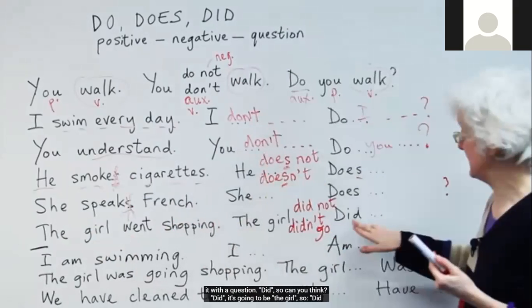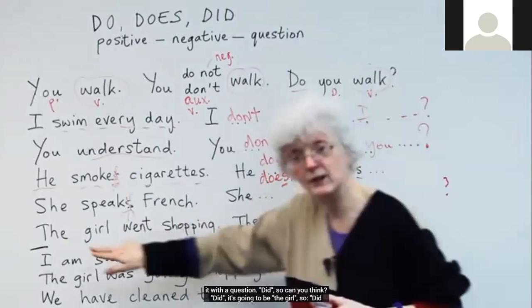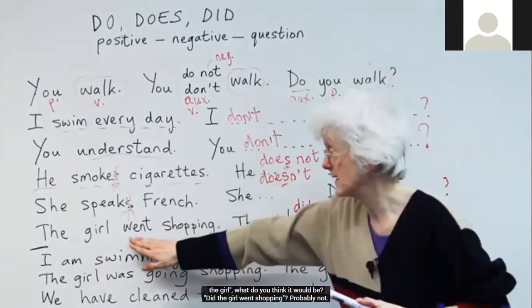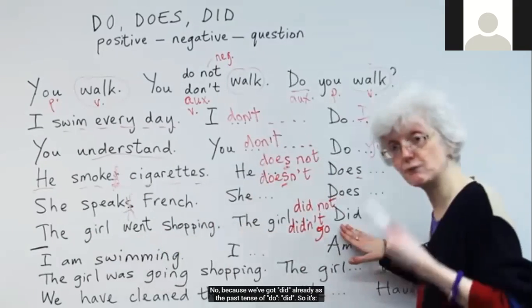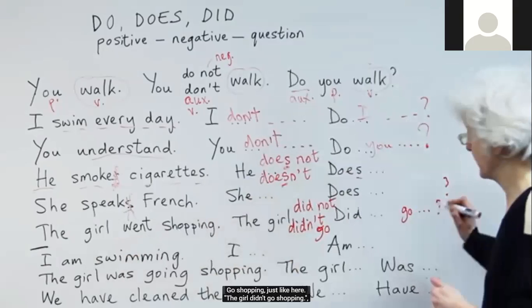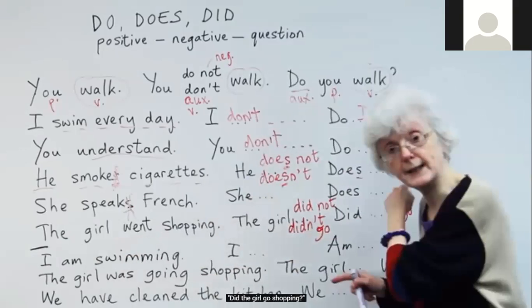Let's try it with the question. Did the girl went shopping? Probably not, because we've got did already, the past tense of do. So it's did the girl go shopping. It's not went here. Didn't go. Did the girl go shopping? Okay, so that's the answer to how you do it.